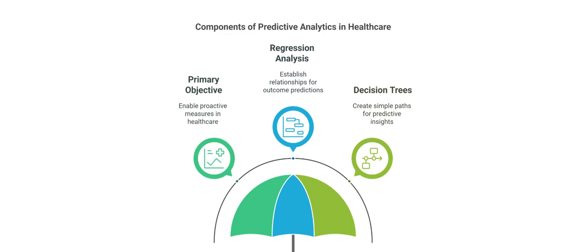Here, a diagram summarizes what we just explained about the components of predictive analytics in healthcare. As we have here, the primary objective: enable proactive measures in healthcare. We have regression analysis, establish relationships for outcome predictions, and decision trees create simple paths for predictive insights.